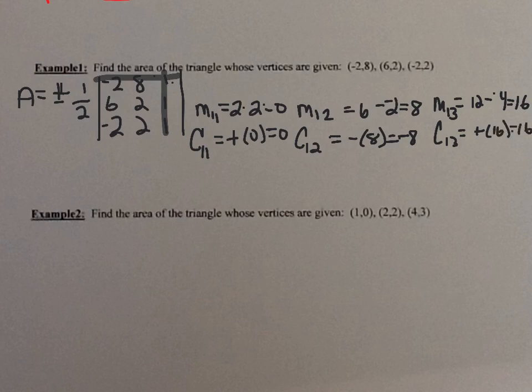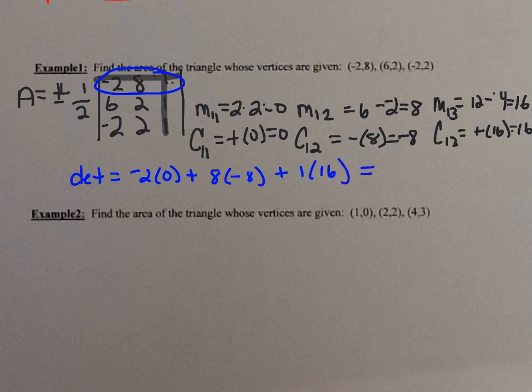All right, so now I'm going to find my determinant. So my constants row was negative 2, 8, and 1. So my determinant is going to be negative 2 times my cofactor, which is 0, plus 8 times my cofactor, which is negative 8, plus 1 times my cofactor, which is 16. And that comes out to be 0 minus 64 plus 16, which is negative 48.